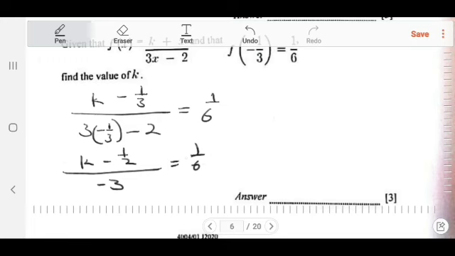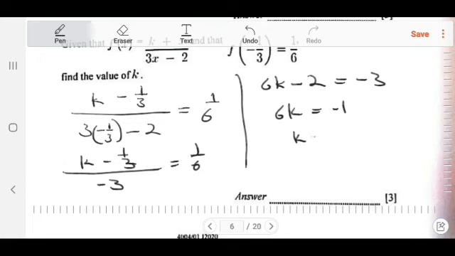Then cross multiplying there, we can get 6k minus what? 3 times 6 is what? It's 2, right? It's 2, yes, it's 2 there. Equals negative 3. Then this one going there, we've got 6k equals 2 negative 1, so k equals negative 1 over 6, so negative 1 over 6.